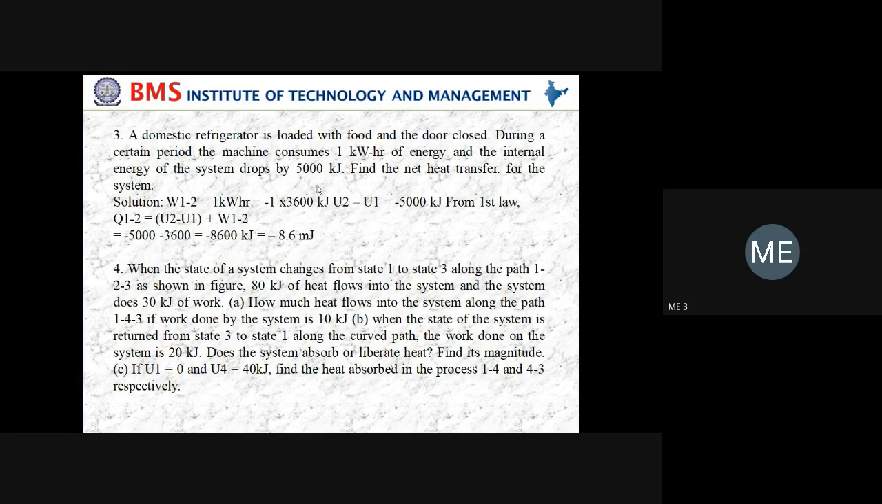That's why in every class I tell you to remember certain things, certain concepts. Especially sign conventions, then units. Units are most important. Sometimes they give Newton meter, sometimes kilojoules, sometimes joules. You have to convert them properly and take the same units throughout the problem. Then only the problem becomes correct.